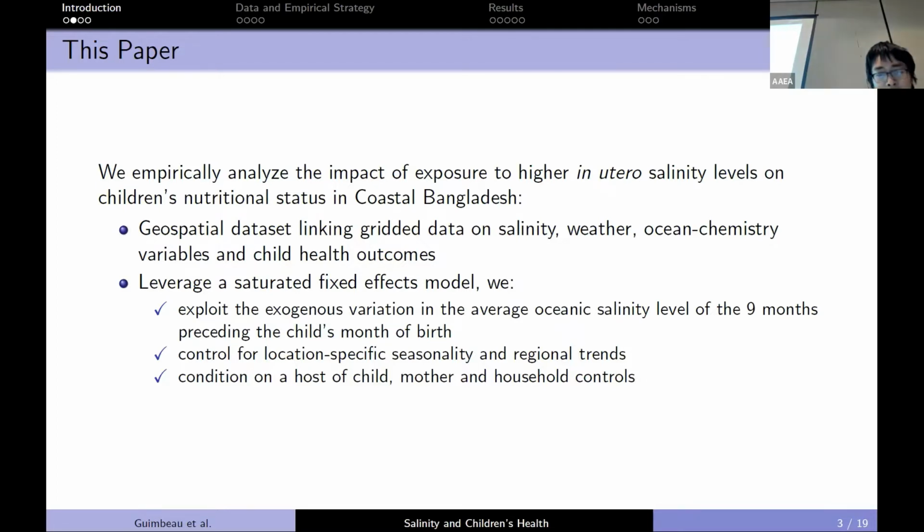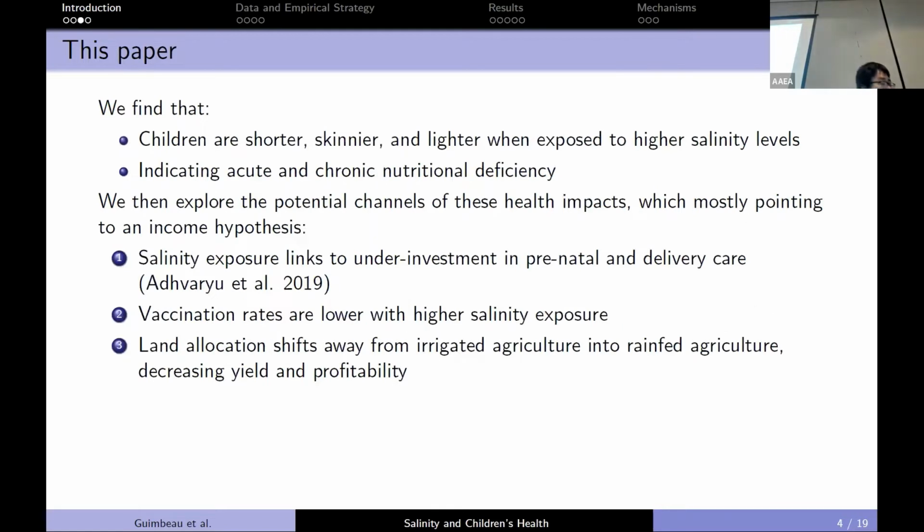So what do we find? We find that children are shorter, skinnier, and lighter when exposed to higher salinity levels. So they're indicating both acute and chronic nutritional deficiencies. And then we go on to really explore what's the channel behind these health impacts. That's where we're seeking additional comments. With the data available, we have been probing several channels.